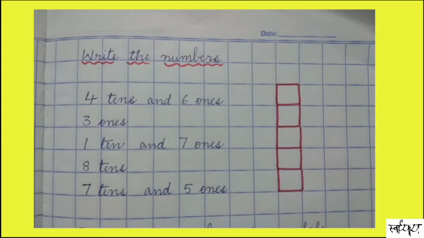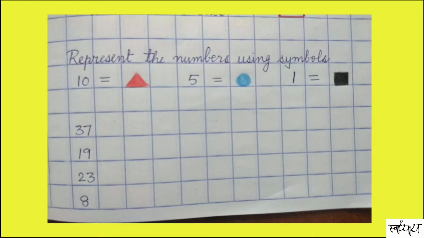Next question, write the numbers. The number is given in tens and ones here, so the child has to read it and write the number. This is the last question, and this question is represent the numbers using symbols. Here are a few symbols given. For 10 it's a red triangle, for 5 it's a blue circle, and for 1 it's a black square.